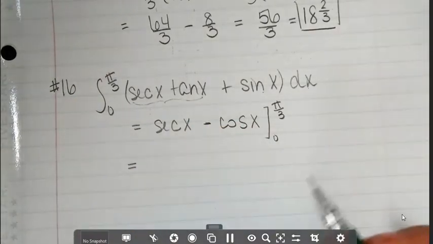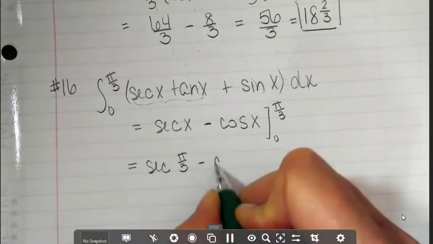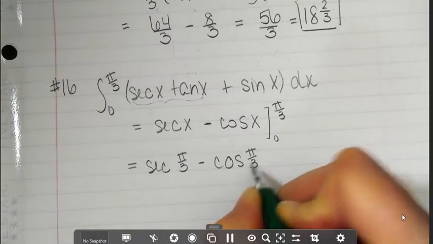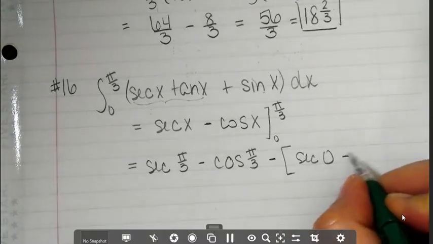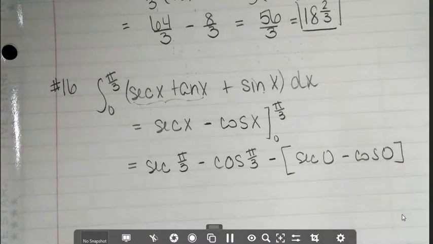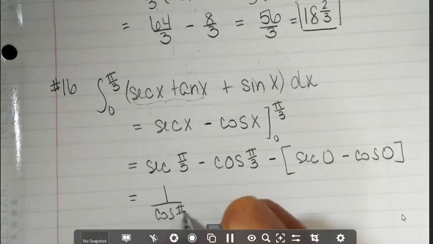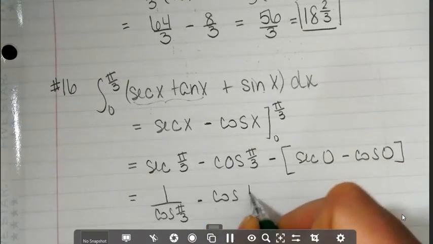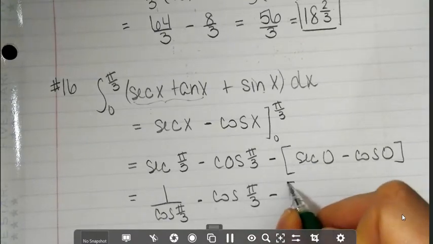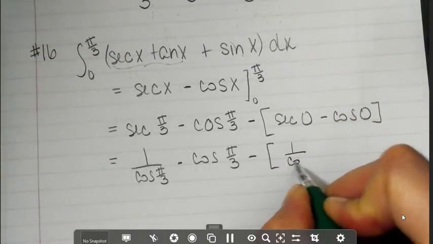All right, so filling in the differences here, we're going to have secant of pi over 3 minus cosine of pi over 3. And from that, we will subtract the secant of 0 minus the cosine of 0. Okay, well, secant of pi over 3 is really 1 over cosine of pi over 3. And from that I will subtract, I'll just go ahead and rewrite this. So this is really going to be, instead of secant of 0, 1 over cosine of 0.